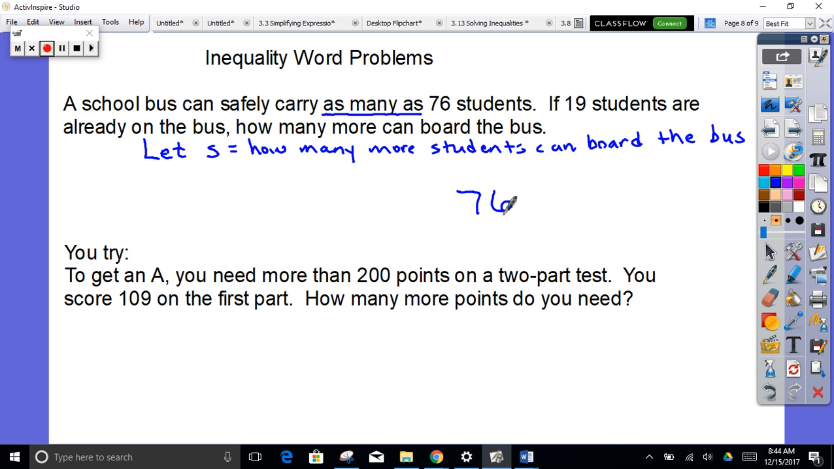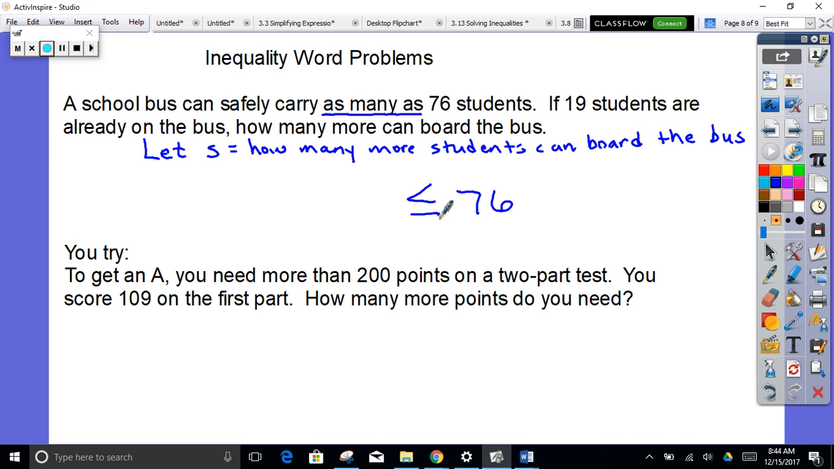Equal to like 76. Like this? Yeah, the other way. The other way. Okay, the other way would be that 76 is greater than or equal to, like this. Okay, that makes sense. The total number of students on the bus has to be less than or equal to 76. We can have 76 because it says as many as 76, but we can't have more than 76.